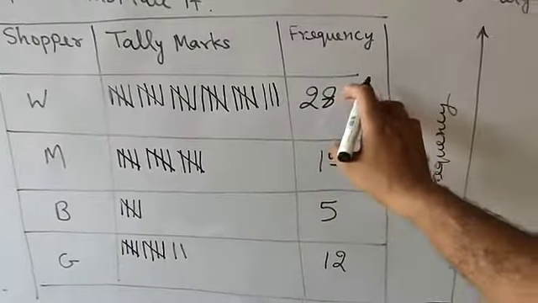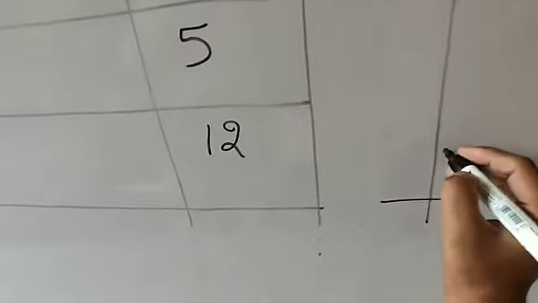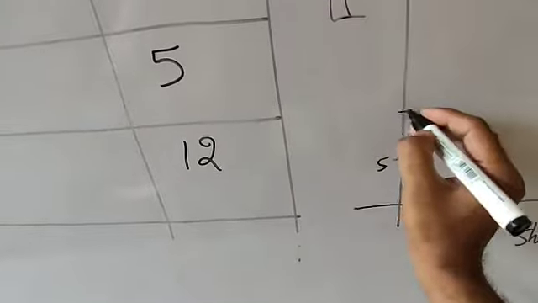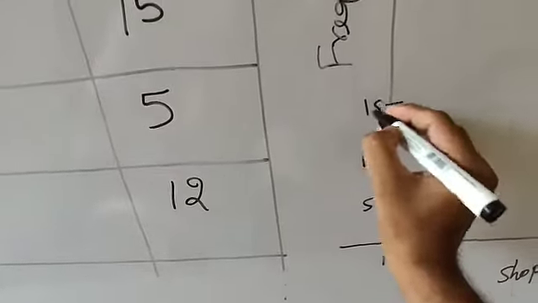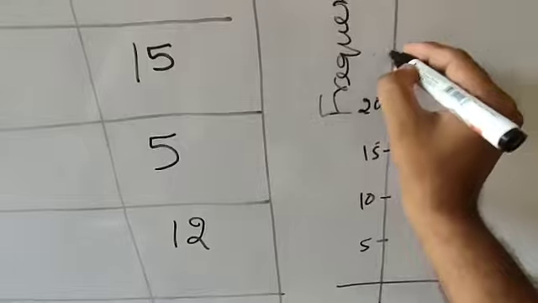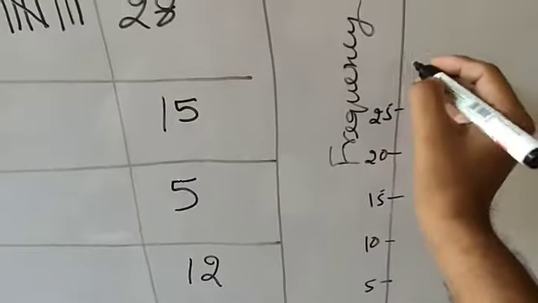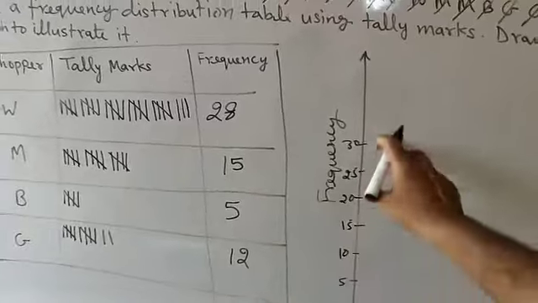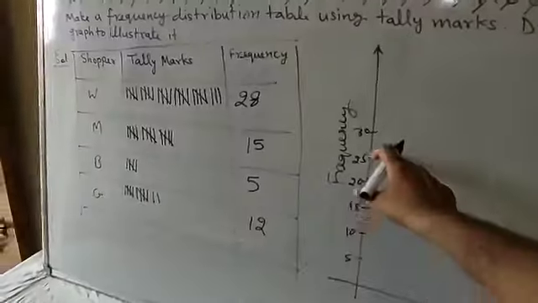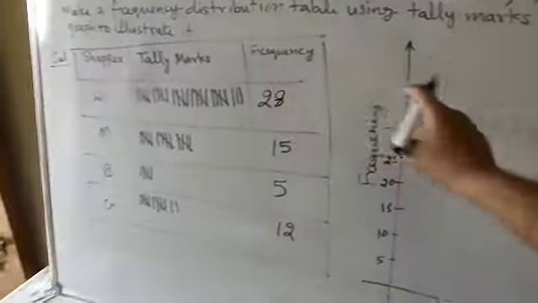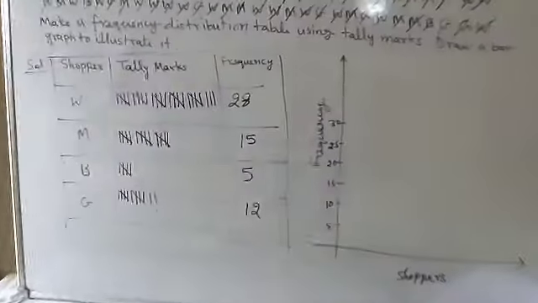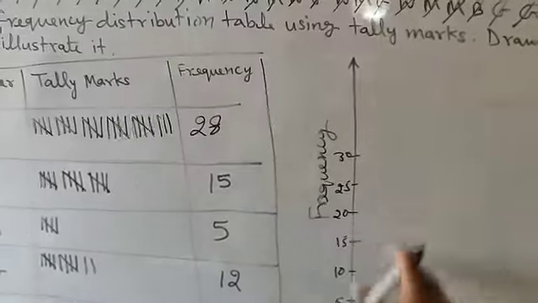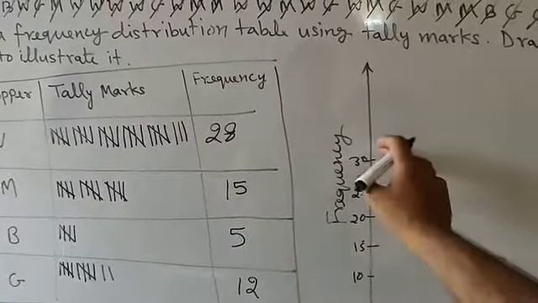And what is the highest value in the frequency? 28. So I will take the difference of 5, 10, 15, 20, 25, 30. So students, you will take the interval of 5, 10, 15, 20, 25, 30, and the highest value is 28, so it will be represented up to 30. Now on the graph you will get one dark line. On that dark line you will represent this.